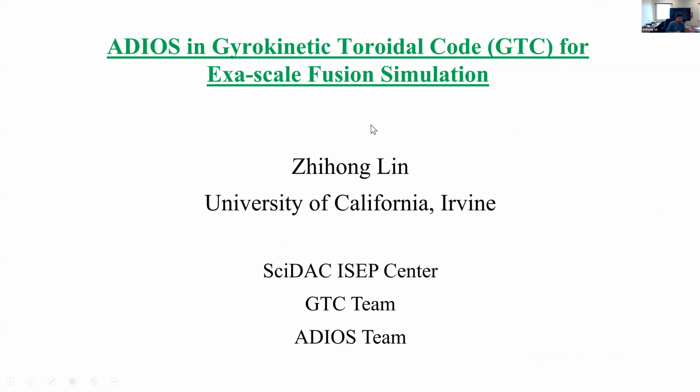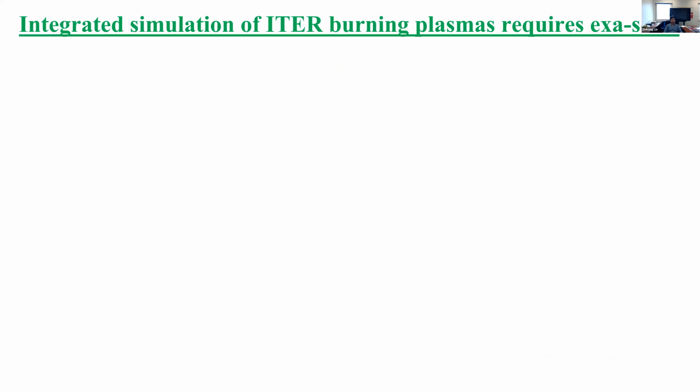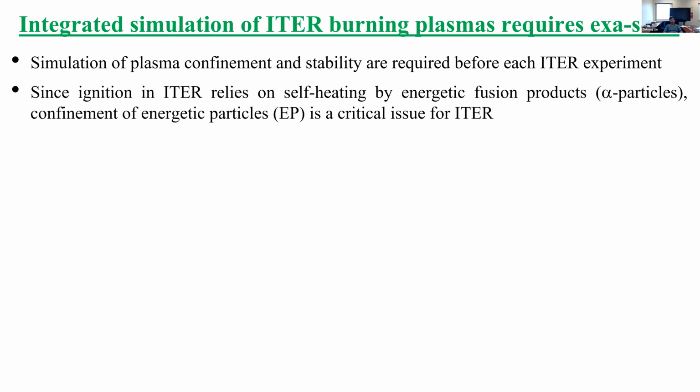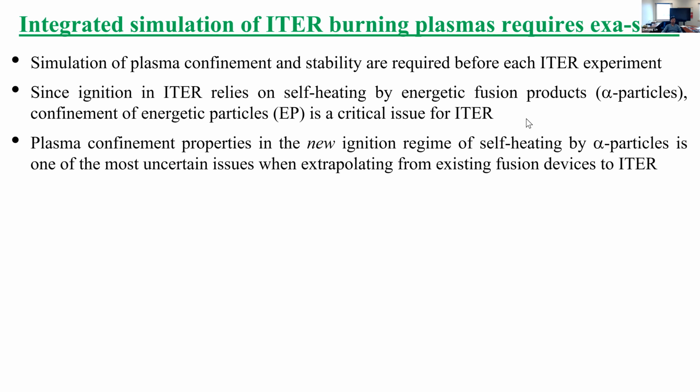Okay, I would discuss ADIOS in the Gyrokinetic Toroidal Code, GTC, for exascale fusion simulation. Integrated simulations of ITER burning plasma are required at the exascale level. The simulations of plasma confinement and stability would be needed before each ITER experiment, since ignition in ITER relies on self-heating by energetic fusion products, alpha particles. The confinement of energetic particles, EP, is a critical issue for ITER. The plasma confinement properties in the new ignition regime of self-heating by alpha particles is one of the most uncertain issues when extrapolating from existing fusion devices to ITER.